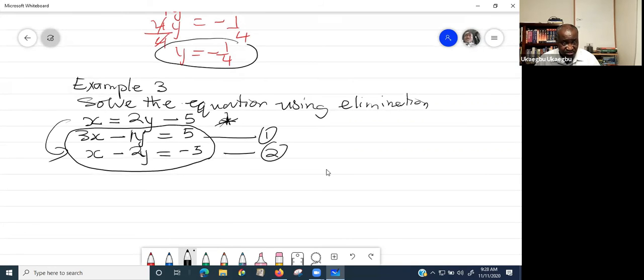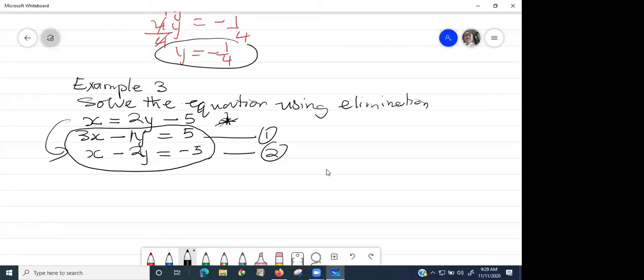If you are choosing the first equation, you will be multiplying everything by two. If you're choosing the second equation, you'll be multiplying everything by three. So which one do you choose? First one. Okay, choosing the first one.